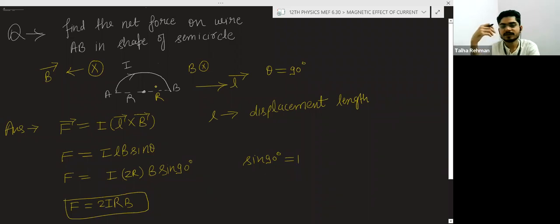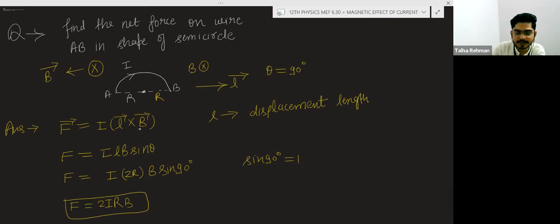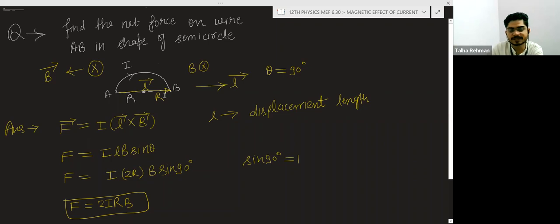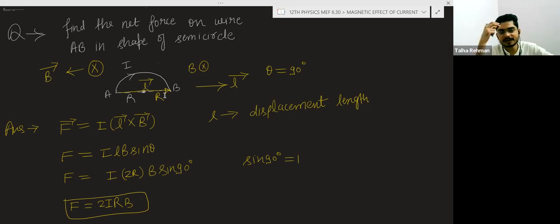Theta is 90. What is theta? Theta is the angle between the length vector and the magnetic field vector. Now here in this case, this is your length vector, which is along the positive x-axis, and the magnetic field is inwards. So the angle between the magnetic field and the length vector will be 90 degrees.